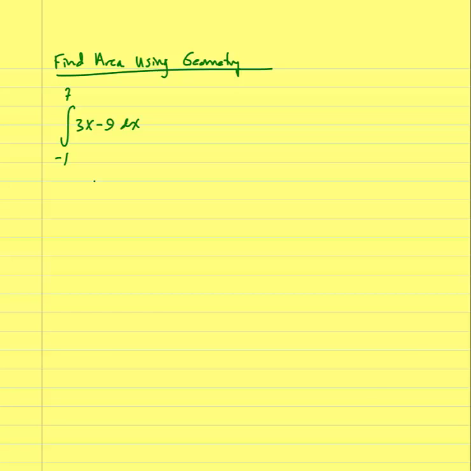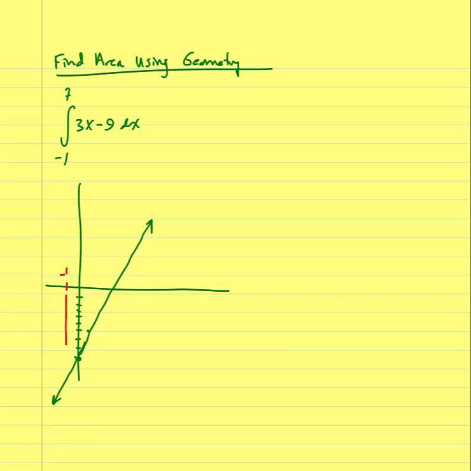So let's first of all graph this. If we were to graph this, this is a line with positive slope and a y-intercept of -9. So -9, and then I'm going to rise 3, run 1. This is just a quick little curve sketch. And this is going to go from -1 to 7.